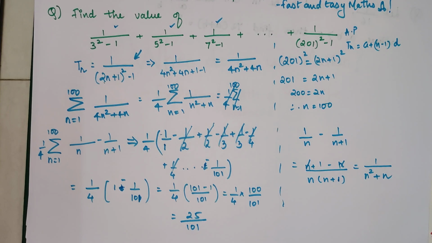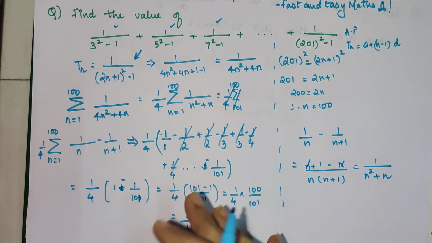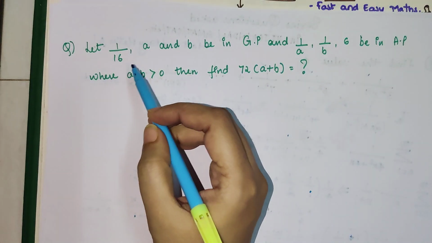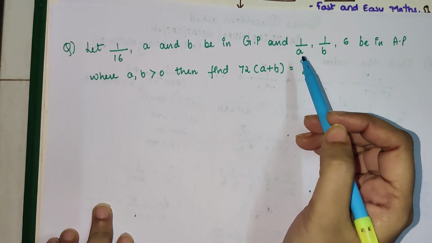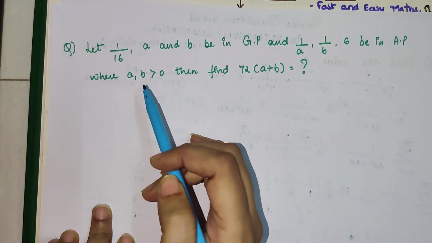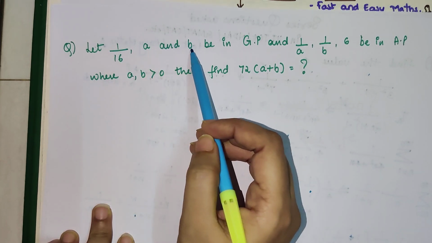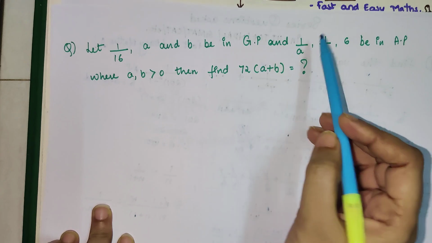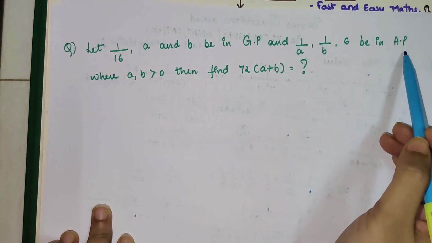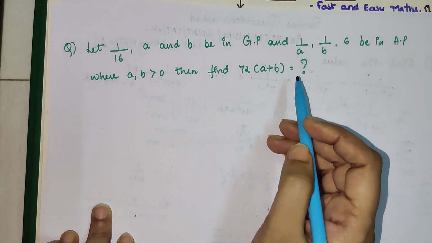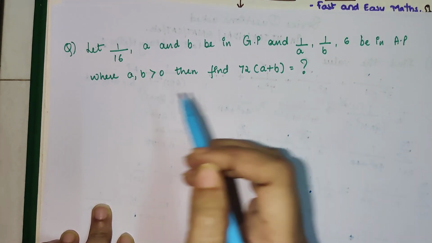Now let's go and do another question which is based on AP and GP. This also was asked in one of the GATE or IIT exams, yeah, it was a part of one of the entrances. So the question is: 1 upon 16a, and b are in GP, and 1 upon a, 1 upon b, and 6b are in AP. They have given that a and b are greater than 0. We need to find 72 into a plus b.